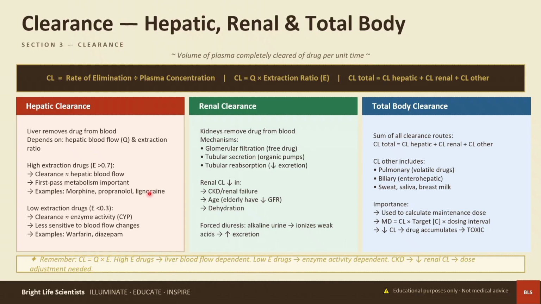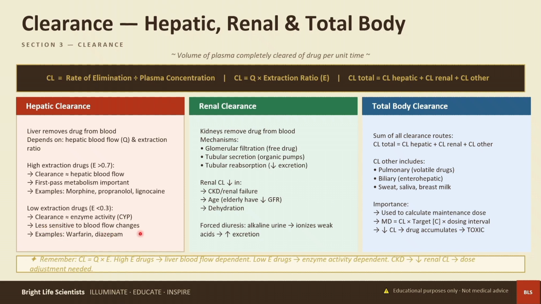Low extraction drugs, extraction ratio below 0.3. These are not sensitive to blood flow. Their clearance depends almost entirely on enzyme activity, the CYPs. So enzyme inducers or inhibitors have a big impact. Examples here are warfarin and diazepam.